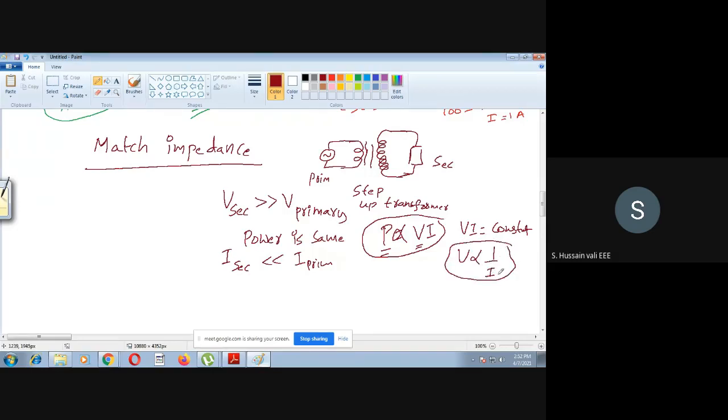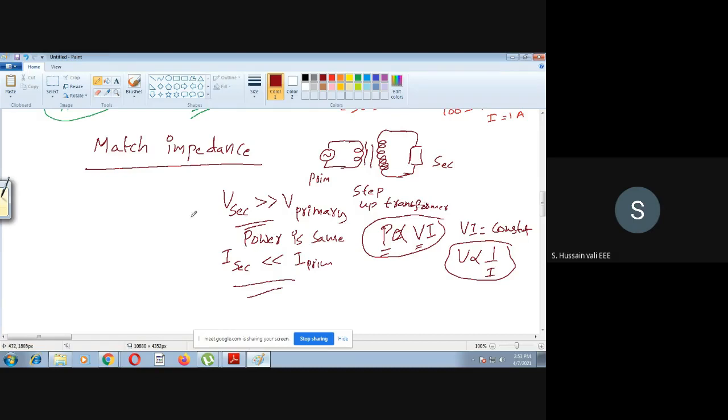Then V is inversely proportional to I. This is the equation we got here. So if secondary voltage is more, then its secondary current will be less. So V secondary is more than V primary, whereas I secondary is less than I primary.